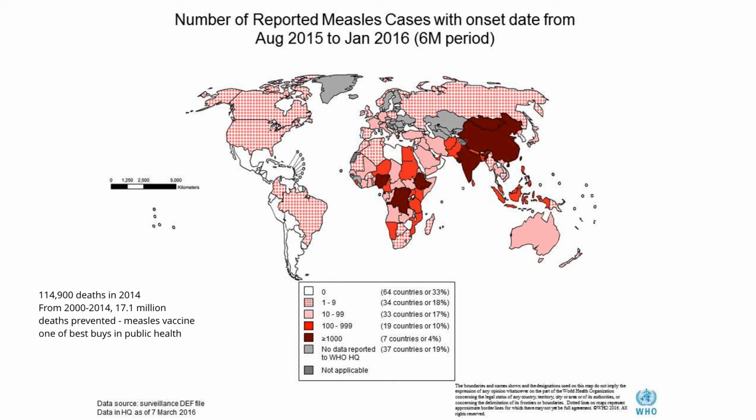In 2014, there were 115,000 deaths globally from measles, and between 2000 and 2014, 17 million deaths were prevented. And this is one of the best buys in public health, the measles vaccine. In addition, because measles is immunosuppressive, it turns out that kids who get it don't get other infections as well. All kinds of bacterial and parasitic infections, you spare them. This has been studied, and it's quite clear that this is a terrific vaccine. There are very few side effects. There is no downside to giving this to your kids.